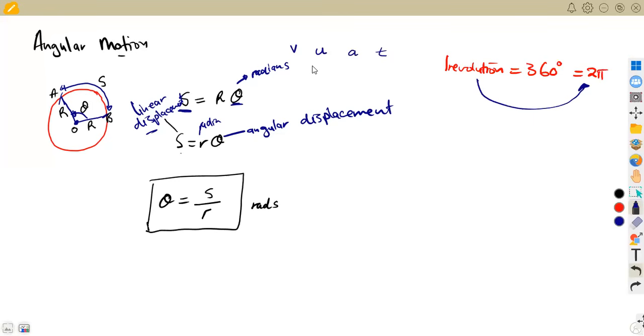So that is the first introduction part that you need to understand from this angular motion. Then we go to them, just like when we talk of velocity, we say velocity is the change of displacement. It is the same thing.